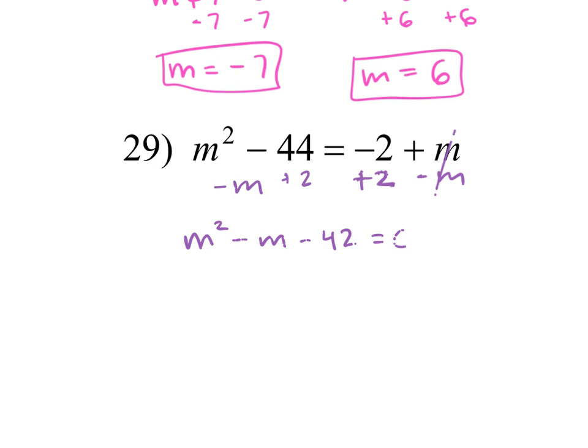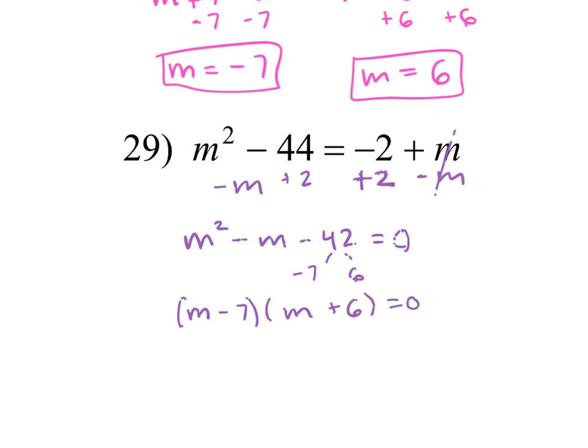Negative 6 and 7. So if we have negative 6 and 7, negative 6 plus 7 would be positive 1. So which one do you think has to be negative? The 7. So negative 7 and 6. So we have m minus 7 times m plus 6 is equal to 0. What do we do next?